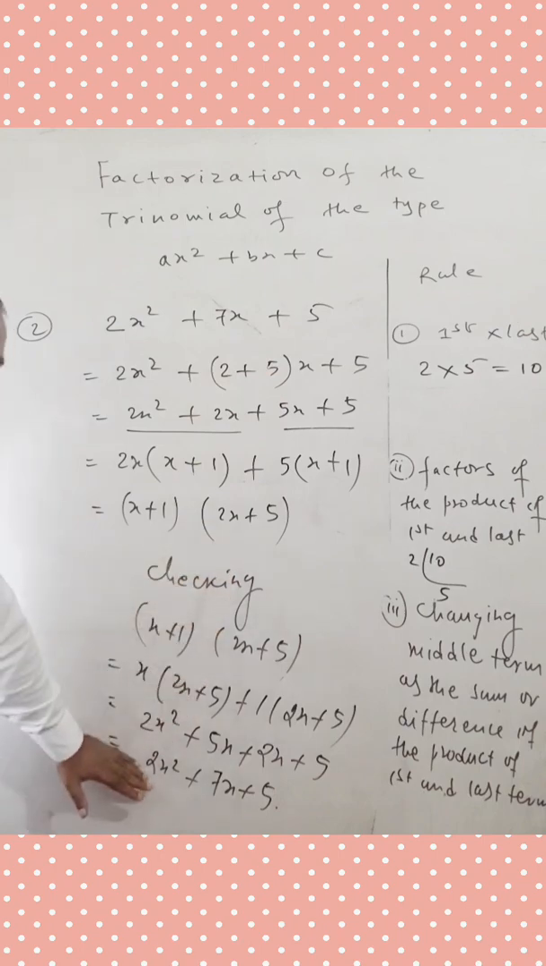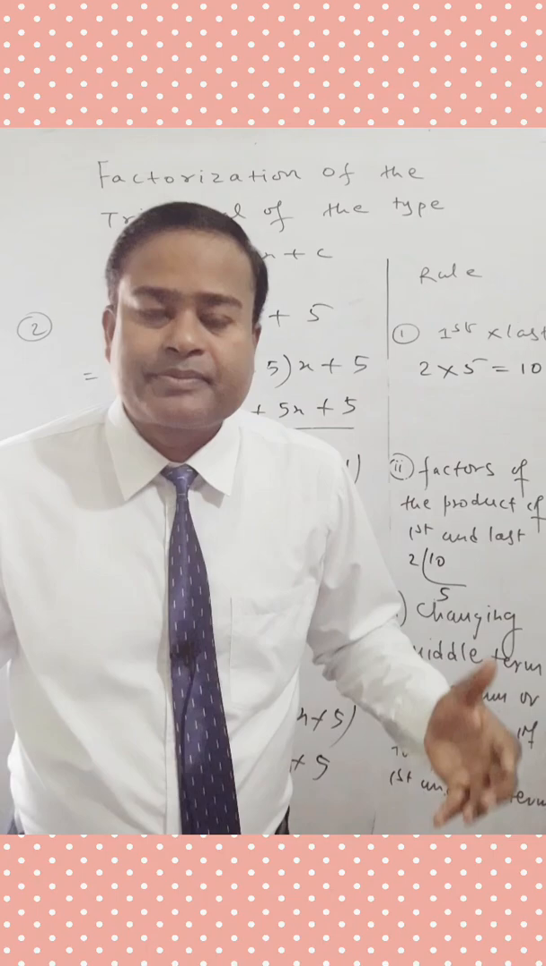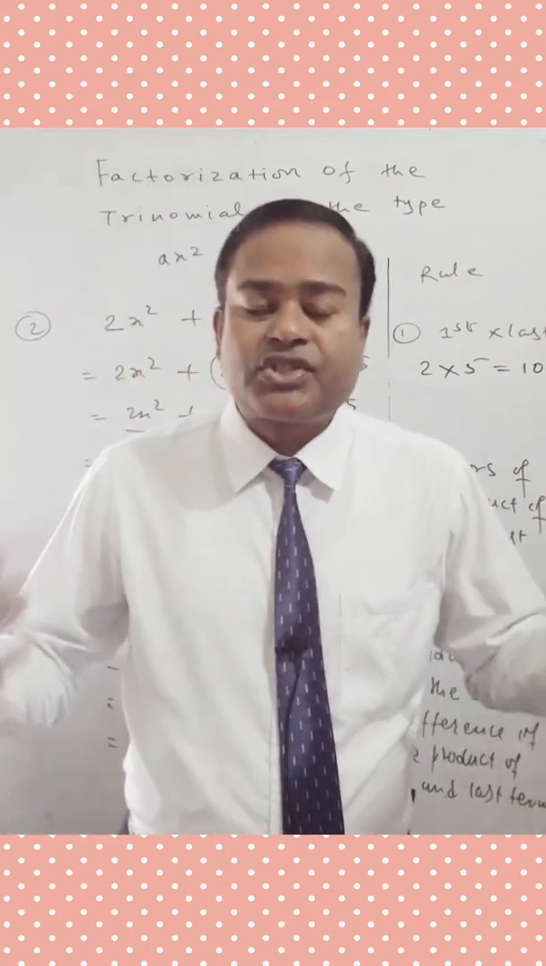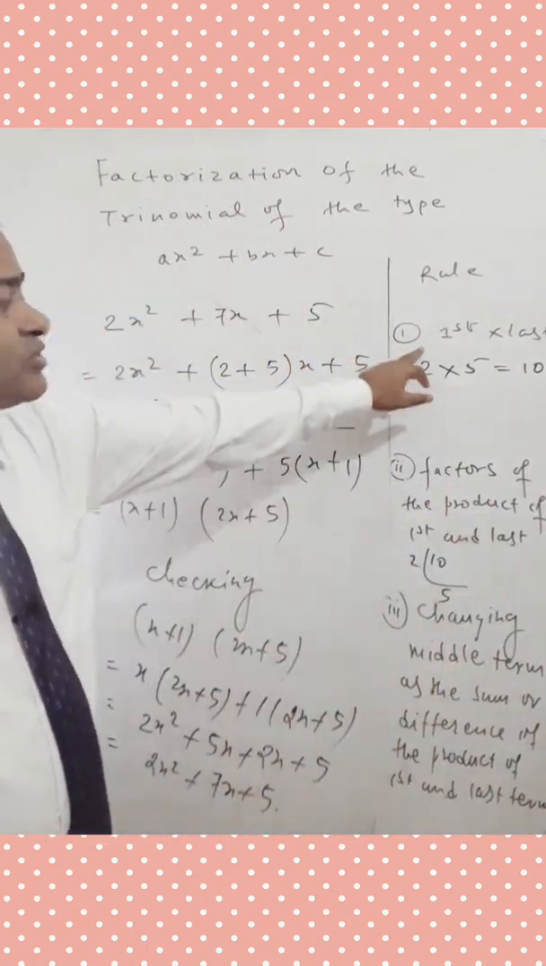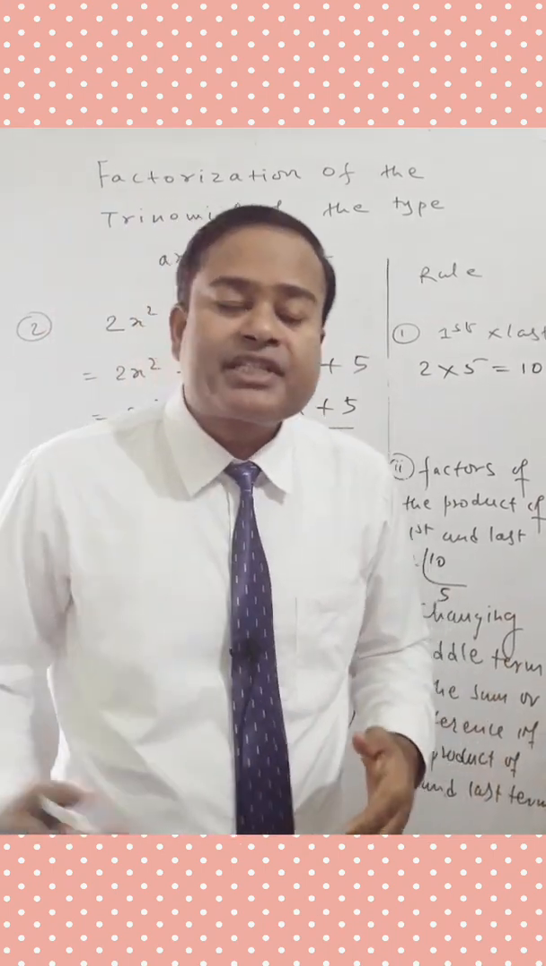And if we do multiplication, then we easily get the product again equal to 2x squared plus 7x plus 5. So this means I hope you have understood the factorization rule of a trinomial of the type ax² plus bx plus c by using the first into last method.